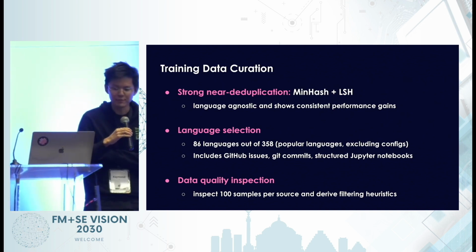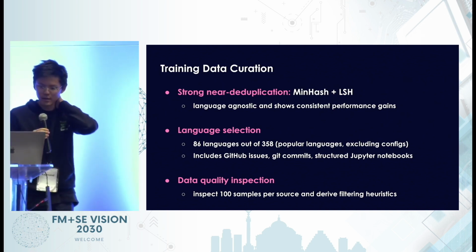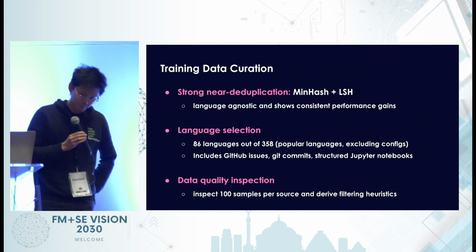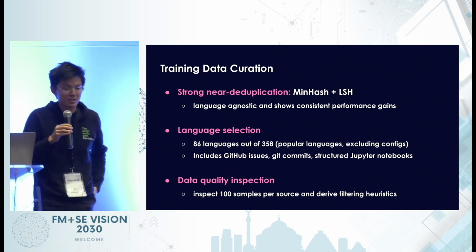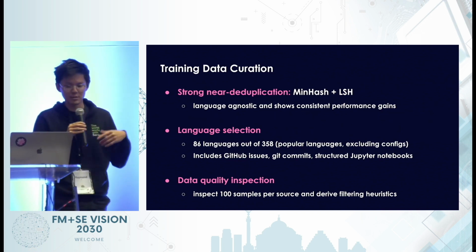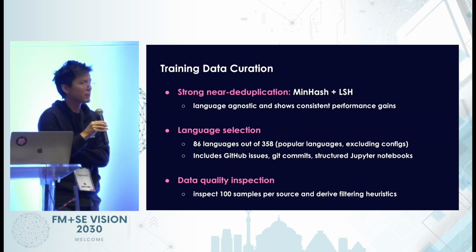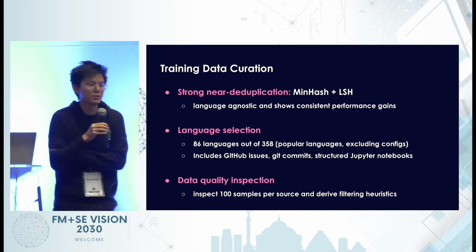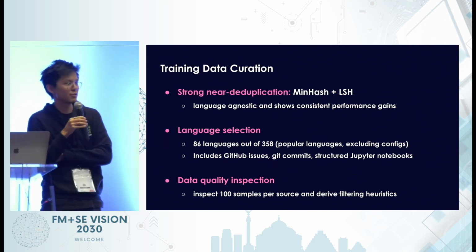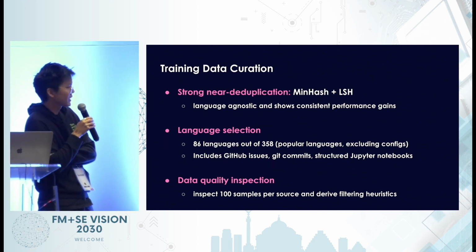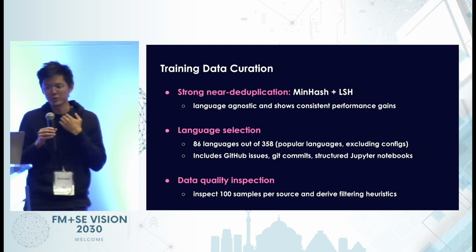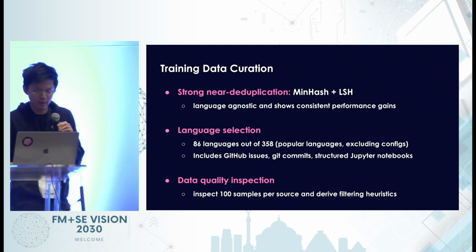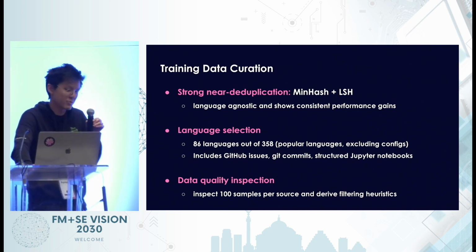Then there is a step of data quality inspection. So this is manual data inspection. For each of the file extensions in the data set, we inspected around 100 samples. The goal there was to verify that the different filtering heuristics that we had made sense on each of these different kinds of code, and also adjust some of the thresholds that we use to be appropriate and keep only the high quality data as much as possible.